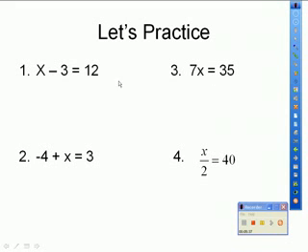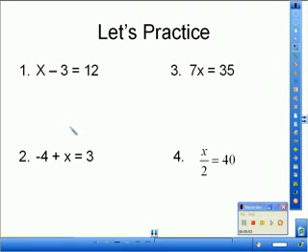Alright, I want to take a few moments to go ahead and practice some more one-step equations. We're going to do the first 2 problems together, and then I'll have you press pause on your video screen and do 3 and 4 on your own. So let's take a look at number 1, x minus 3 equals 12. First, you want to go ahead and draw that little imaginary line. That's just going to help us separate the equation.